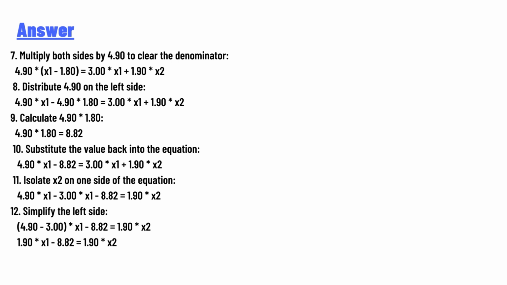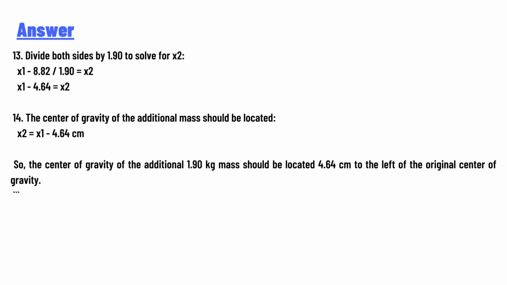Isolate the x2 term on one side of the equation: 4.90 times x1 minus 3.00 times x1 minus 8.82 is equal to 1.90 times x2. Simplify the left side: (4.90 minus 3.00) times x1 minus 8.82 is equal to 1.90 times x2, so 1.90 times x1 minus 8.82 is equal to 1.90 times x2. Then divide both sides by 1.90 to solve for x2: x1 minus 8.82 over 1.90 is equal to x2, so x1 minus 4.64 is equal to x2.